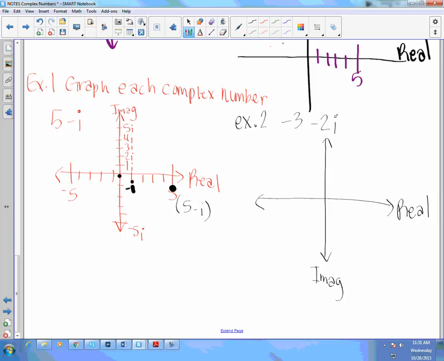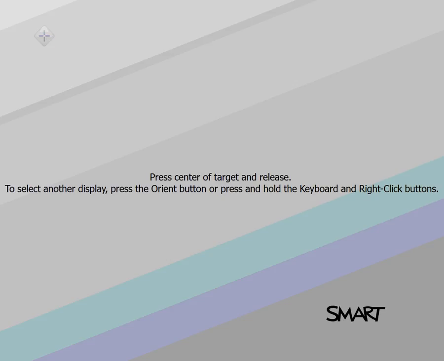So I need to label real, I need to label imaginary, and then I need to know what I'm counting by: 5, 1, 2, 3, 4, negative 5. And what's really important on the imaginary axis is 2, 3, 4. What should I label this? 5i. If you just put 5, I think you're in the rectangular coordinate system, which is not correct. You're on the imaginary axis here, negative 5i. So find a place for negative 3 minus 2i.